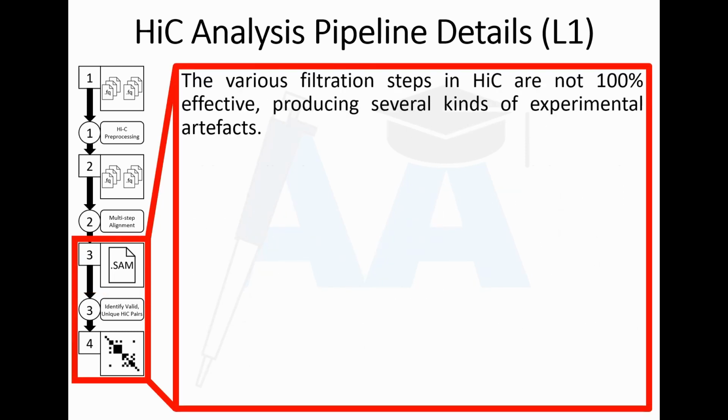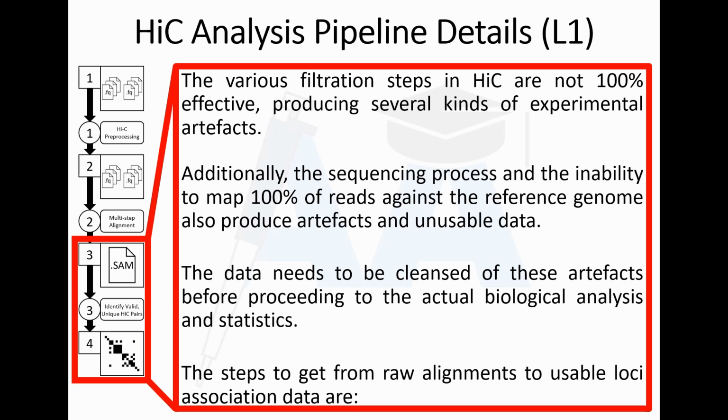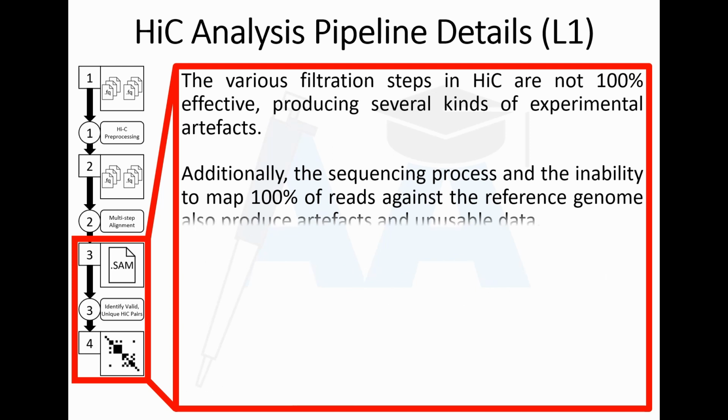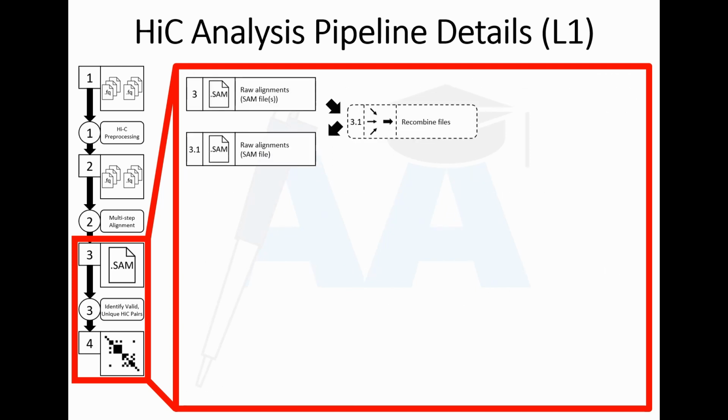Okay, since we now know what SAM files are, we can talk about post-alignment processing. There are a lot of artifacts in HiC data, and the purpose of post-alignment processing is to remove those artifacts and give us an idea of how efficient the experimental process was. Technically, the first sub-process of this step is to recombine files if samples were split up for parallel processing. If and once that is done, we can move on to the actual bioinformatics steps.